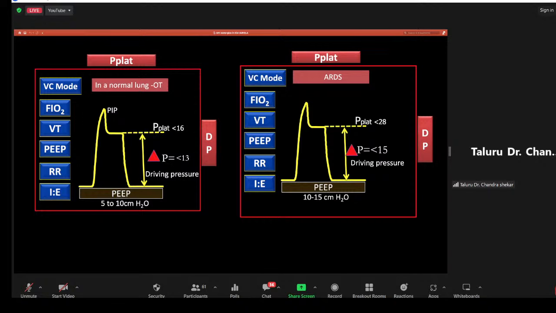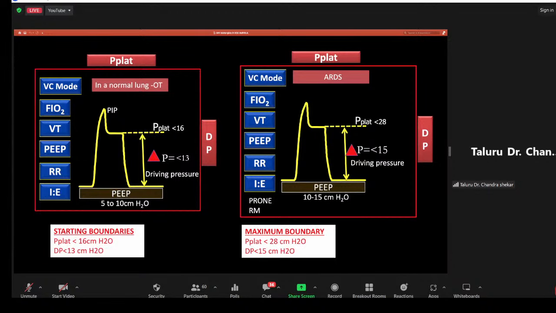And also a moderate PEEP of 5 to 10 in the normal lung and 10 to 15 in ARDS. Most of the cases can be managed with a PEEP of 10 to 15. So that gives the starting boundary and the maximum boundary.